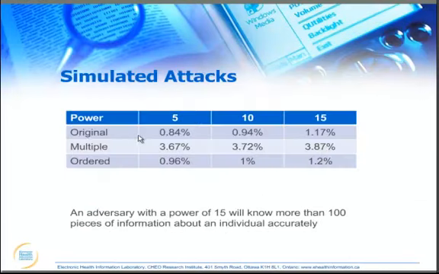At a power of 15, it means the adversary knows more than 100 pieces of information about the individual, which is a tremendous amount of information. I mean, an attacker knowing 100 different things about you over time and using that information to launch an attack, that's a lot of information. But even under that very strong assumption, the percentage of individuals that could be correctly identified based on very conservative simulations was below the threshold. That was under ideal conditions, and was below the threshold.